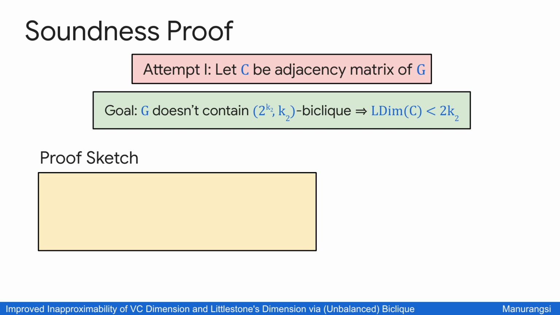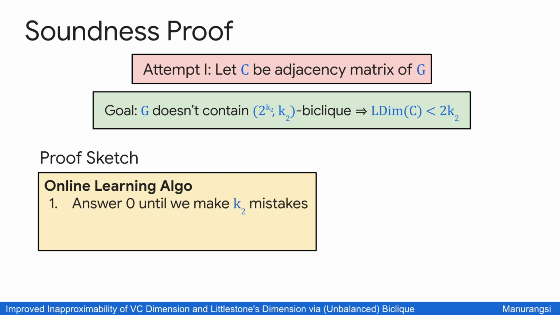So to show that the Littlestone dimension is small, it suffices to give a learning algorithm with small mistake bound. So how does our learning algorithm work? The learning algorithm works in 2 phases. In the first phase, we will always predict 0. We keep doing this until we make k2 mistakes. Once we make k2 mistakes, we switch to use the halving algorithm that we just discussed.